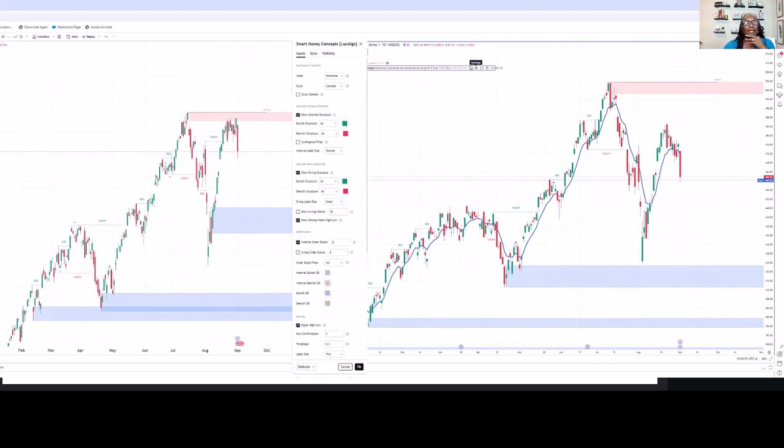So I'm going under settings here. This is kind of small, and I'm sorry, I don't know how to make this look any bigger, but you got the showing internal structure, confluence filter.